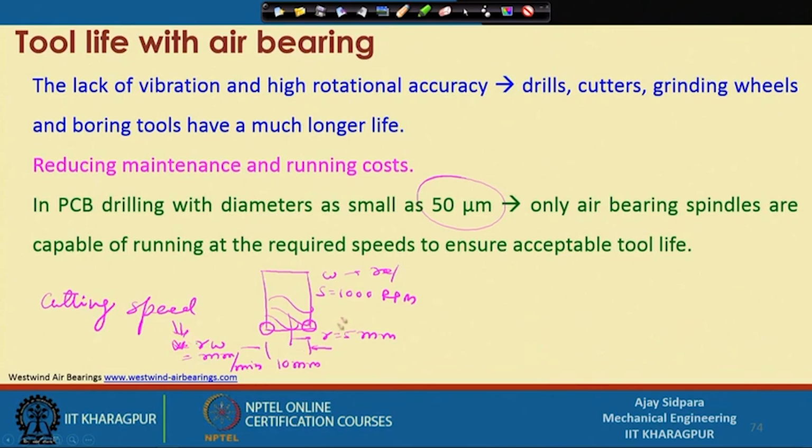So, if you calculate this cutting speed, consider 1000 rpm, 1000 multiplied by 5. You end up with 5000 mm per minute. The radius is 5, and omega, your rotational speed, is 1000. So, you are getting 5000 millimeter per minute. Now, consider another tool.